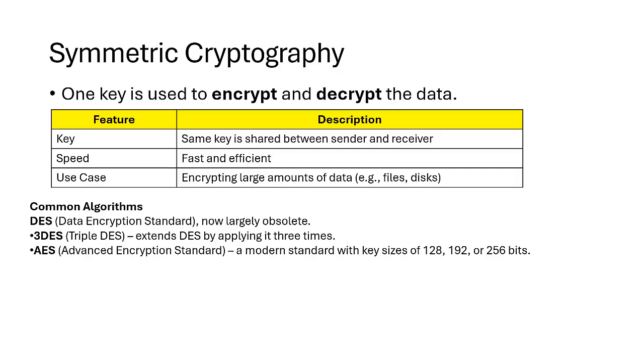So first is symmetric cryptography. Symmetric cryptography means we use one key to encrypt and the same key to decrypt. How? Let's take an example. We have a system A and we have a system B. Okay.